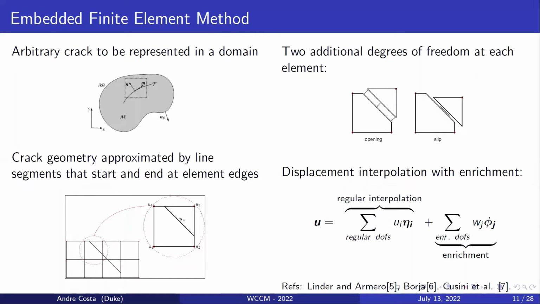First, to represent the cracks in our global domain, we employ the embedded finite element method, which consists of an enrichment strategy that allows us to represent displacement jumps over arbitrarily oriented line segments embedded in our mesh. These enrichments are done at the element level, and the segments must start and end at element edges. This local character of the enrichment strategy allows us to statically condense the discontinuous degrees of freedom at the element level, reducing the overall computational cost and improving the condition of the linear systems.